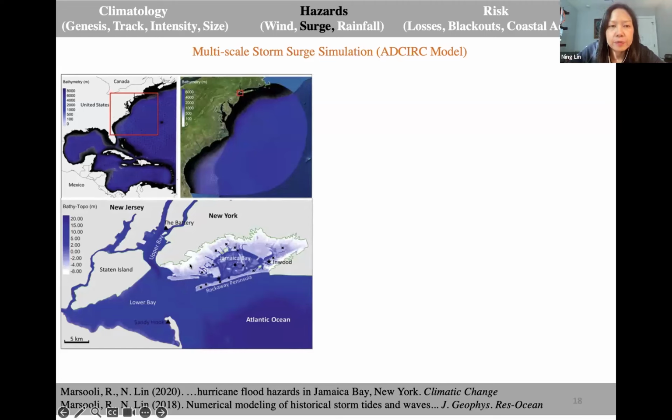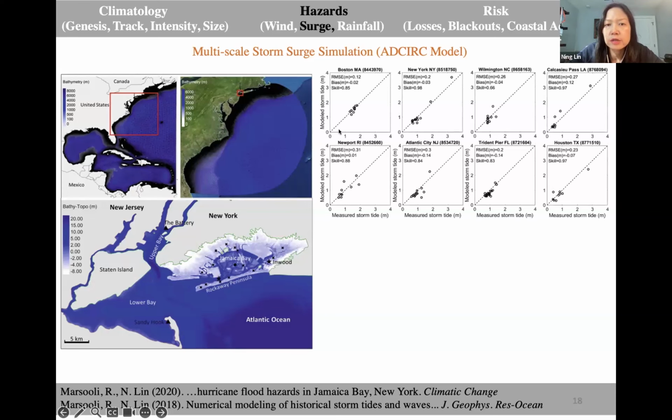And then we use this low resolution model to screen over thousands of storms that we have for the Atlantic Basin and select the ones that can actually cause impact, and then use a high resolution model to actually study the impact and wave effect and so on.